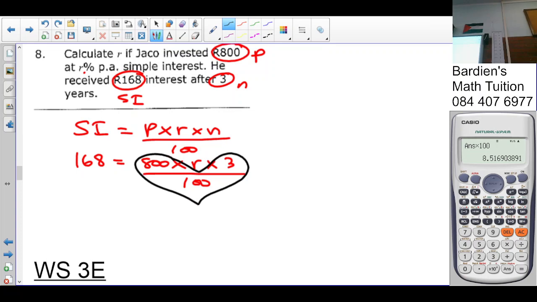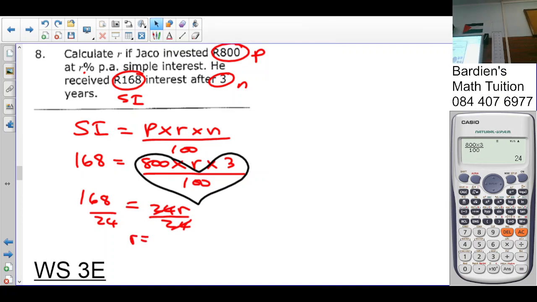Alright. So what do we do? Let's go down. Okay. There we go. 800 times 3 over 100 gives you 24 r. Okay, so it's 24 r. It's 168. Now what? Divided by 24. It's cancelled, so r is equal to 7.